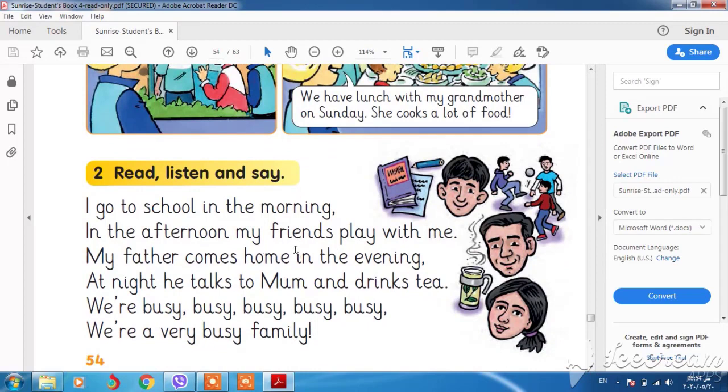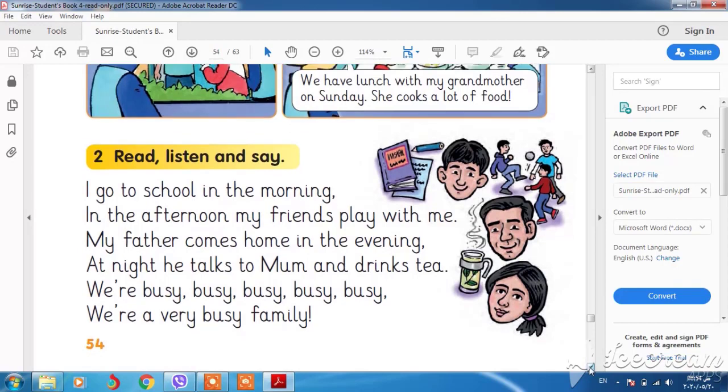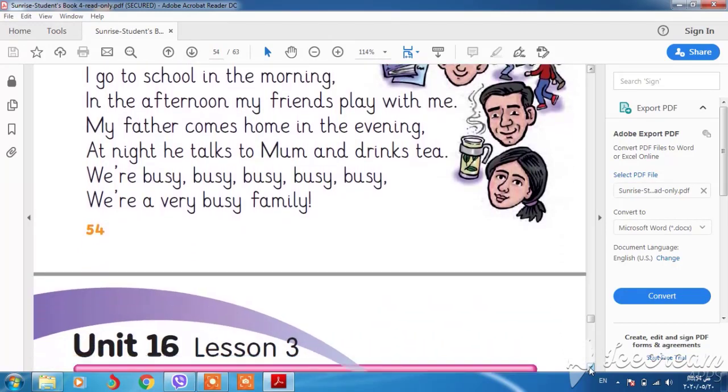I go to school in the morning, in the afternoon my friends play with me. You can read at home because we don't have enough time.